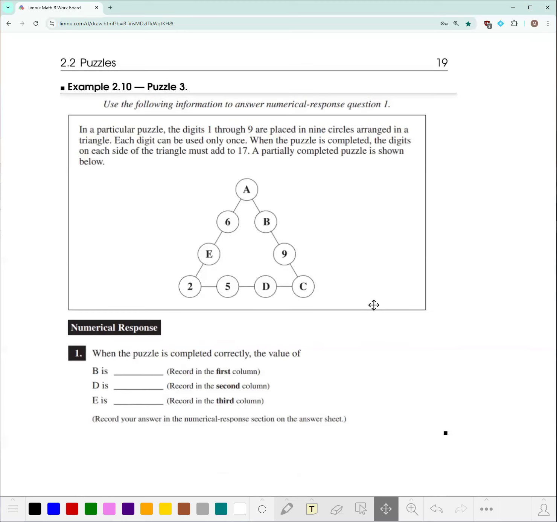In a particular puzzle, the digits 1 through 9 are placed in 9 circles arranged in a triangle. Each digit can be used only once. When the puzzle is completed, the digits on each side of the triangle must add to 17. A partially completed puzzle is shown below. This is, like I said, a harder one.